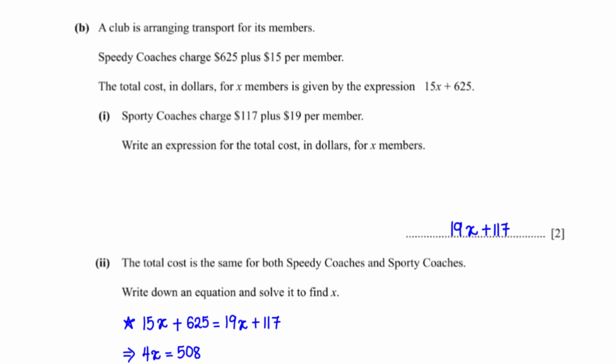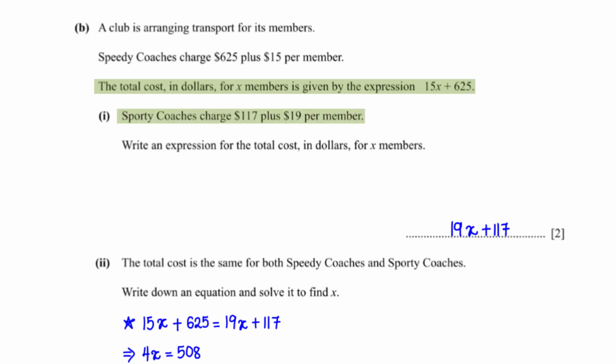A club is arranging transport for its members. Speedy coaches charge $625 plus $15 per member. The total cost in dollars for x members is given by the expression 15x plus 625.